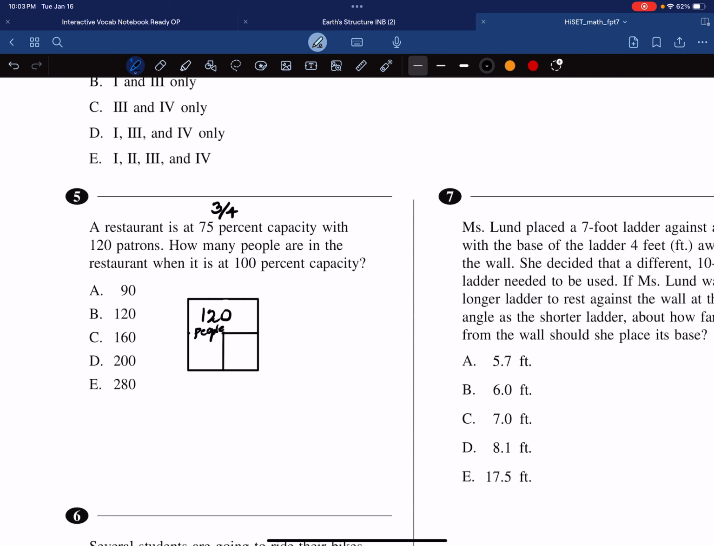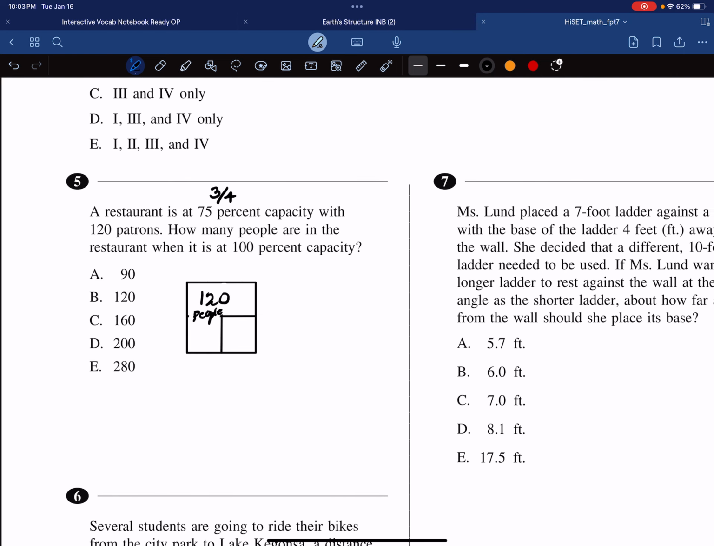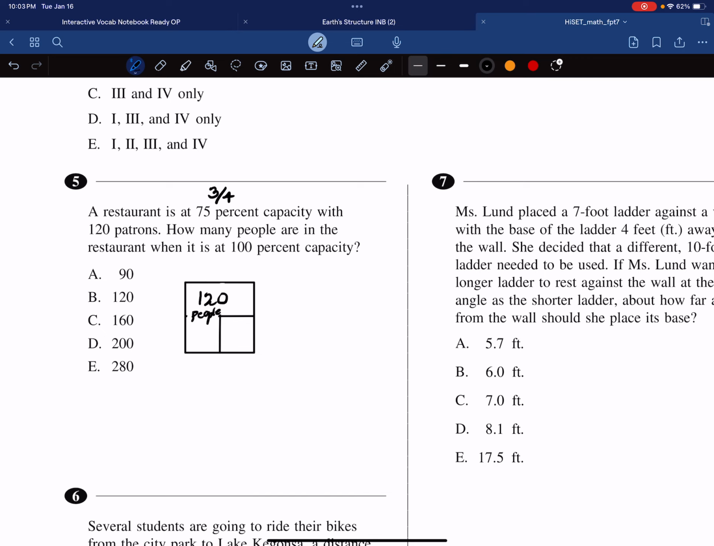So you really have to fix that number in your mind. That is not the whole restaurant. That is 3/4 of the restaurant. So I can eliminate A and B right there. I know that my final answer has to be more than 120, but not a lot more, because 3/4 is almost the whole thing. But 120, however you do this, is part of the full restaurant.